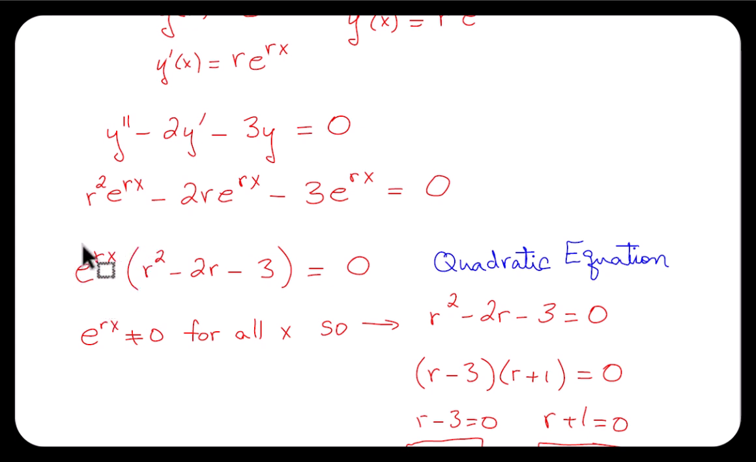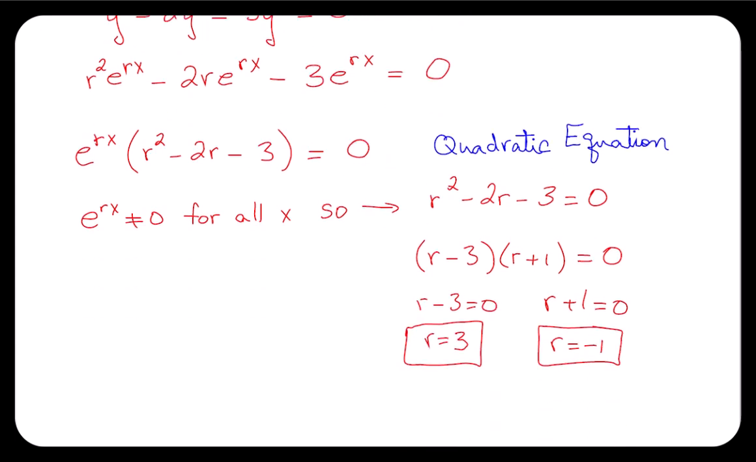So I've got a product. I've got e to the rx times this thing is 0. But we just talked about that e to the rx is never 0. So the only way this product can be 0 is if this larger piece is 0. But that's a quadratic equation. And it's a nice one in that it factors.